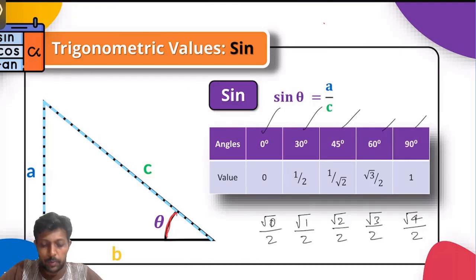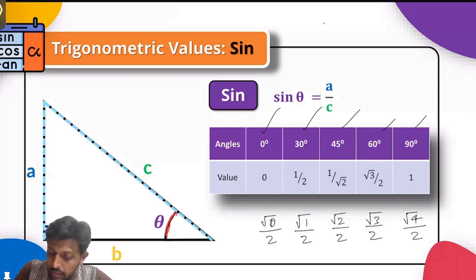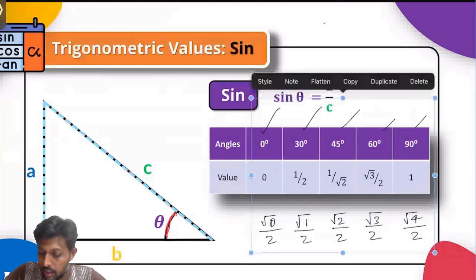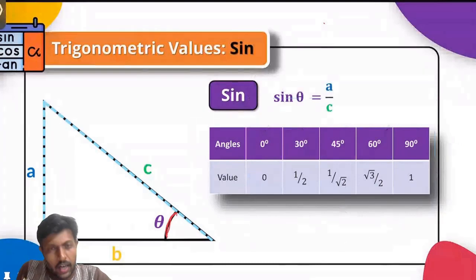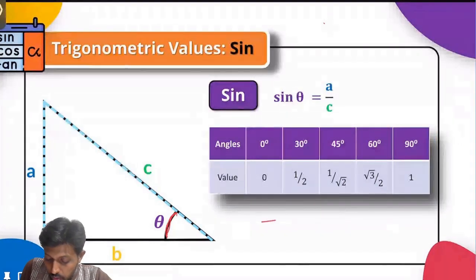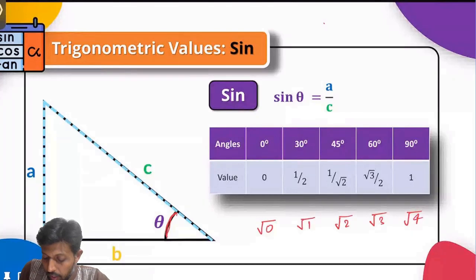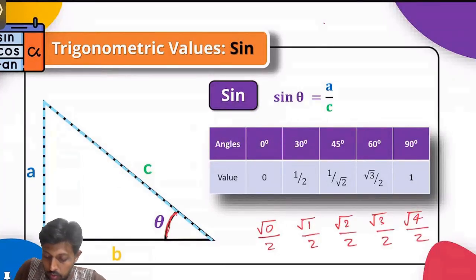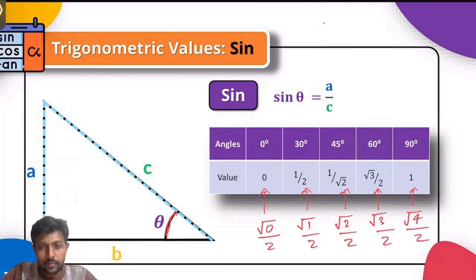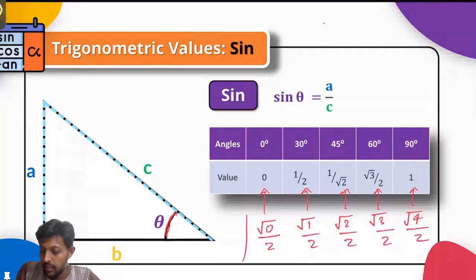I'll explain once more, okay? How to remember at least the values for sine. Do this. Start from 0, but under root. So root 0, root 1, root 2, root 3, root 4. And then divide everything by 2. Okay. You get these values. Check. Are you getting these values? Yes. Okay. So this is how you can remember.